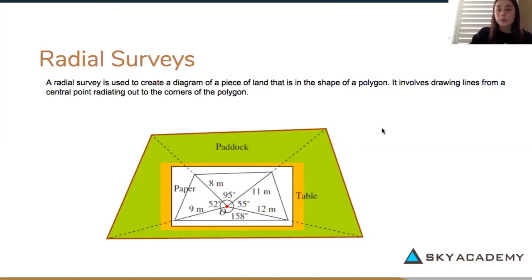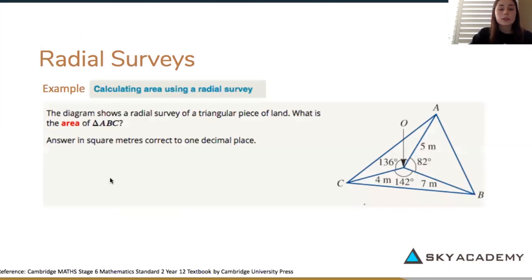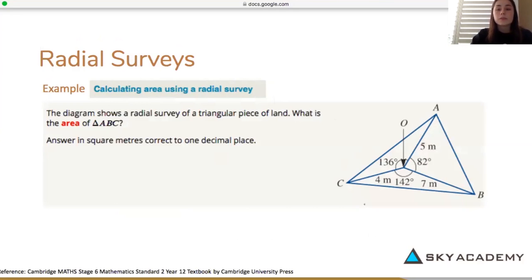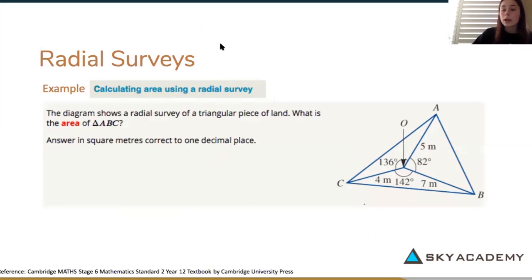So let's have a look at some questions. The first question says calculate the area using a radial survey. We have to figure out the area of triangle ABC. First I'm going to see which triangle is triangle ABC, because we have 3 triangles in here. ABC is the whole big triangle. To find its area, I'm going to find the area of this triangle, this triangle, and this triangle, 1, 2, and 3, and then add them all together to find the area of the whole thing.